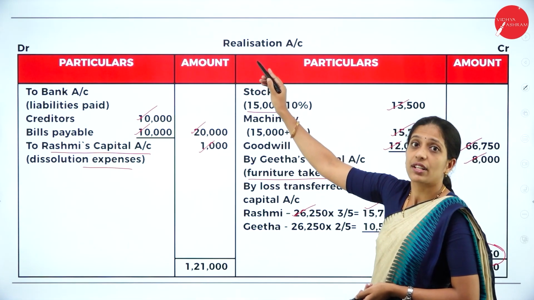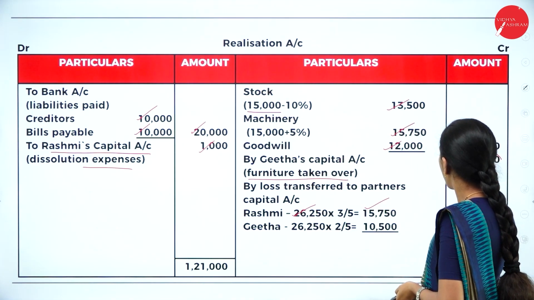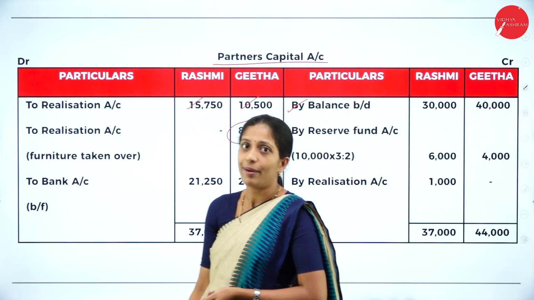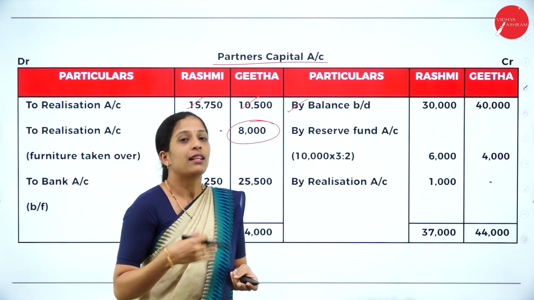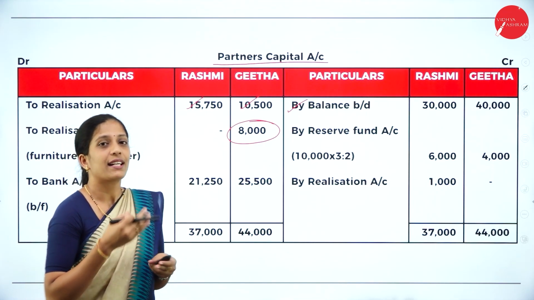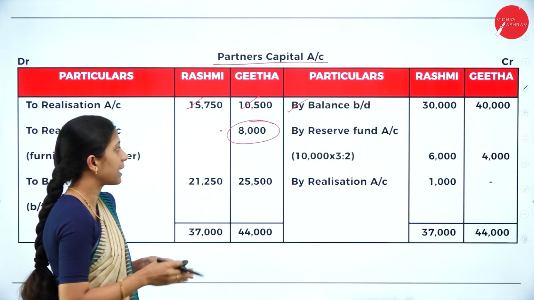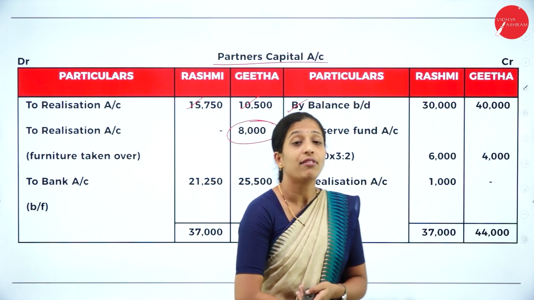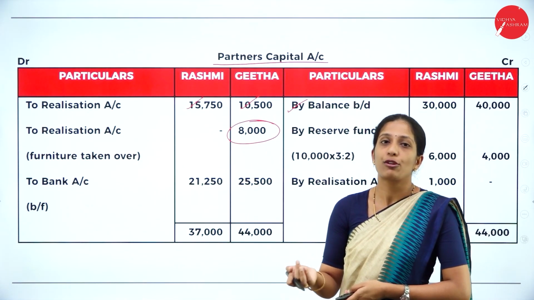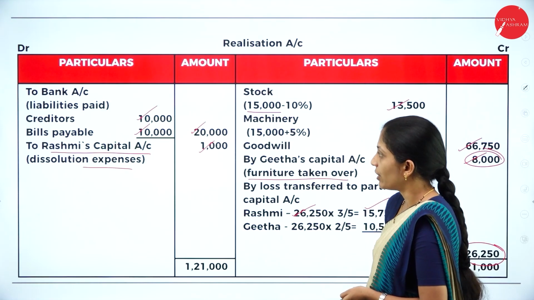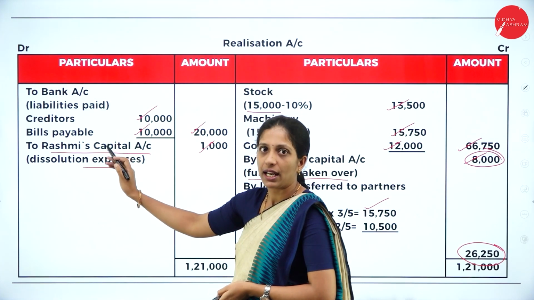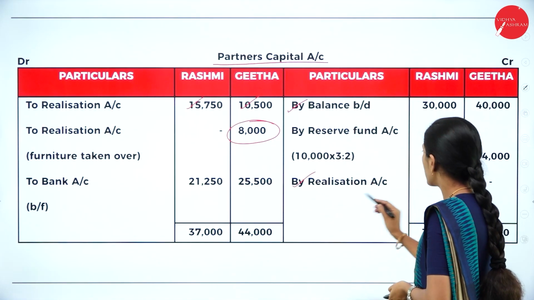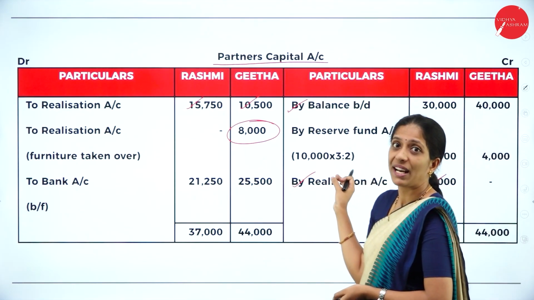So, how do you write the reverse entry? To realization account, amount has to be filled in Geeta's column. So, to realization account, 8,000 in Geeta's column for furniture taken over. In the same way, if any other asset is taken over, you will write the reverse entry and write in partners capital account. Next, what do you have? If you see your realization account, one more entry we have, where the amount which is paid for dissolution expenses by the partner itself. So, that is to Rashmi's capital account. How do you write the reverse entry? By realization account. So, by realization account 1,000 because 1,000 is paid by Rashmi.